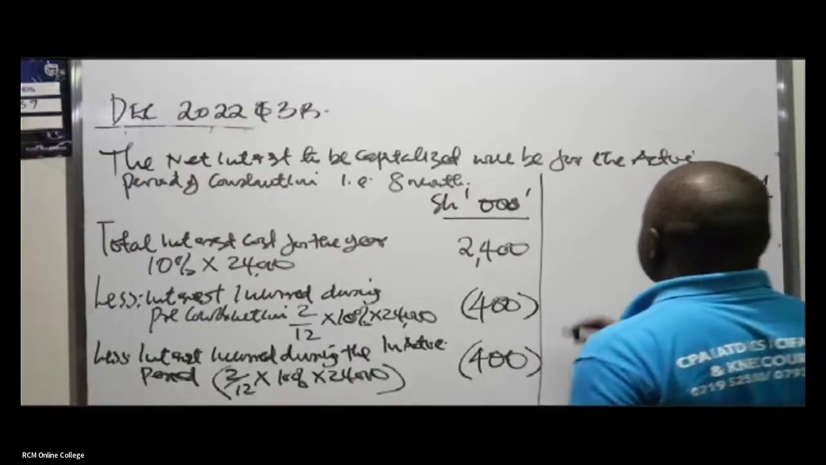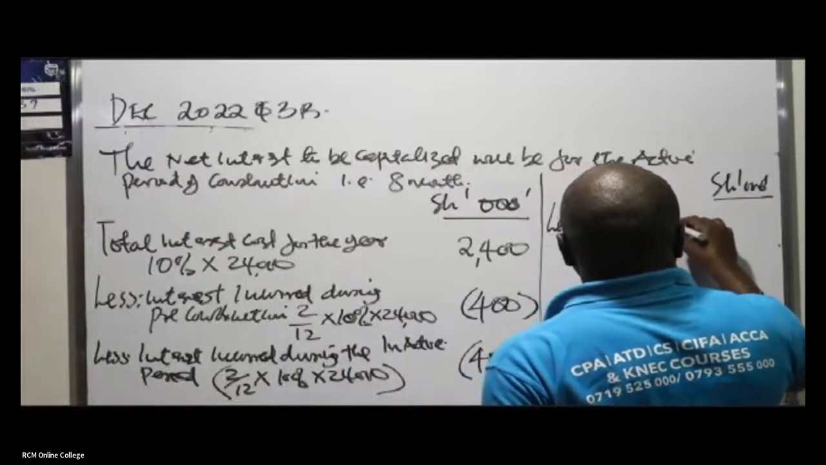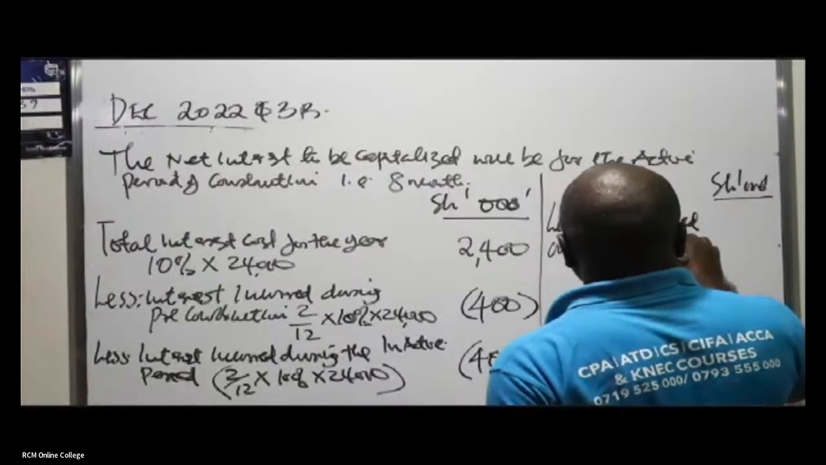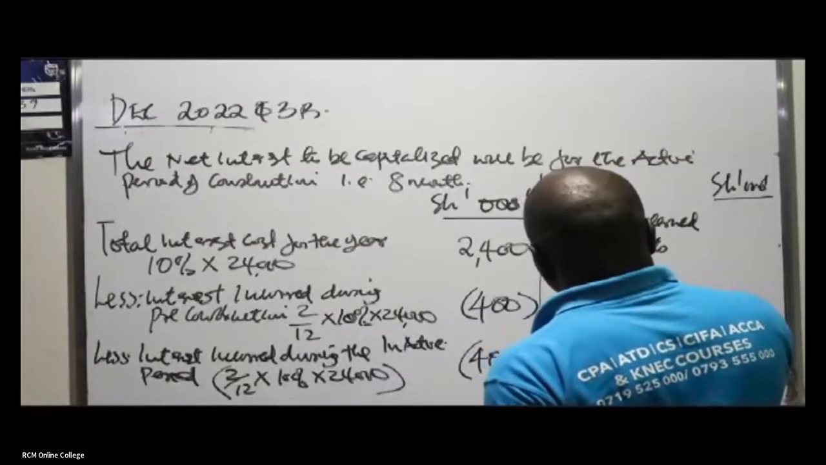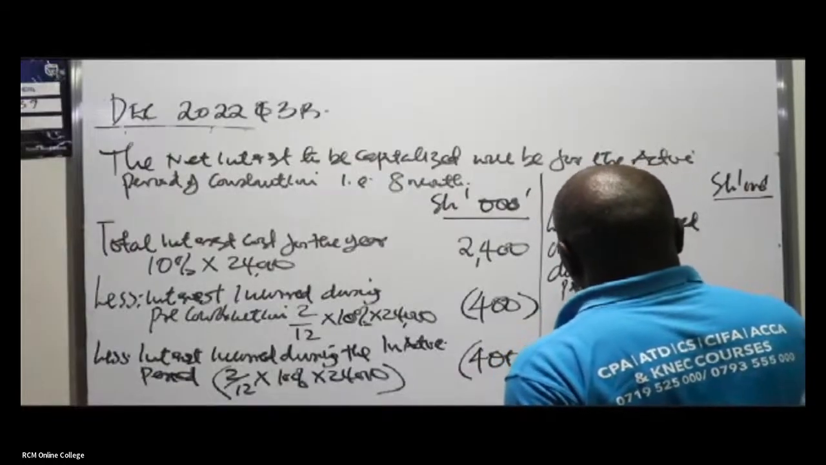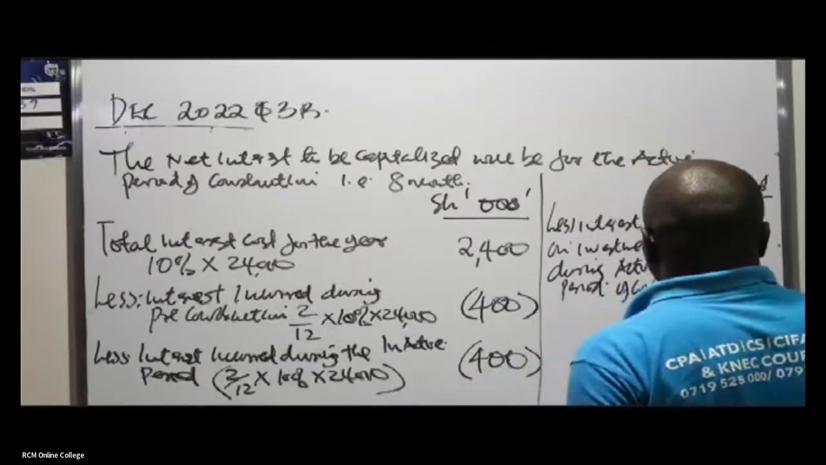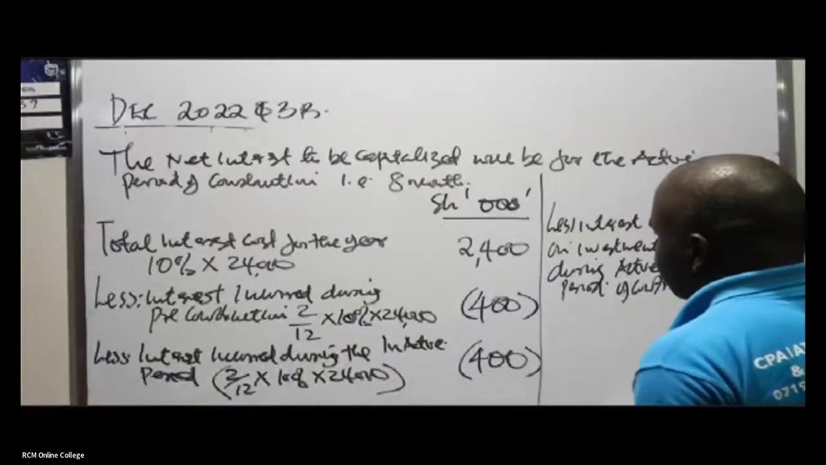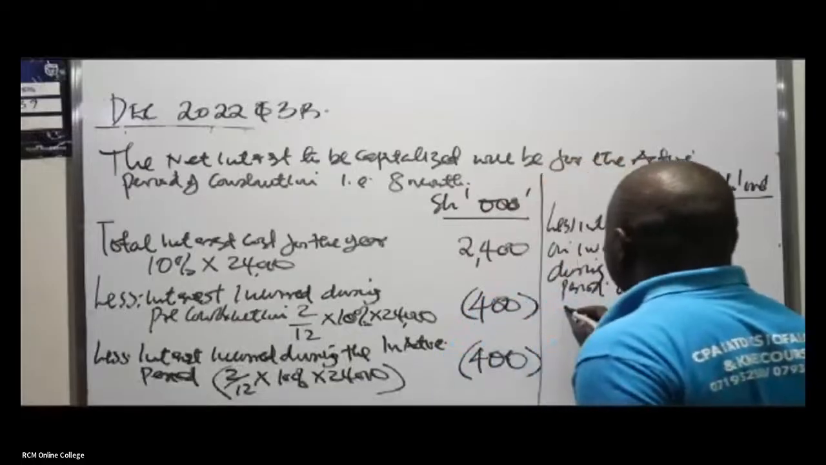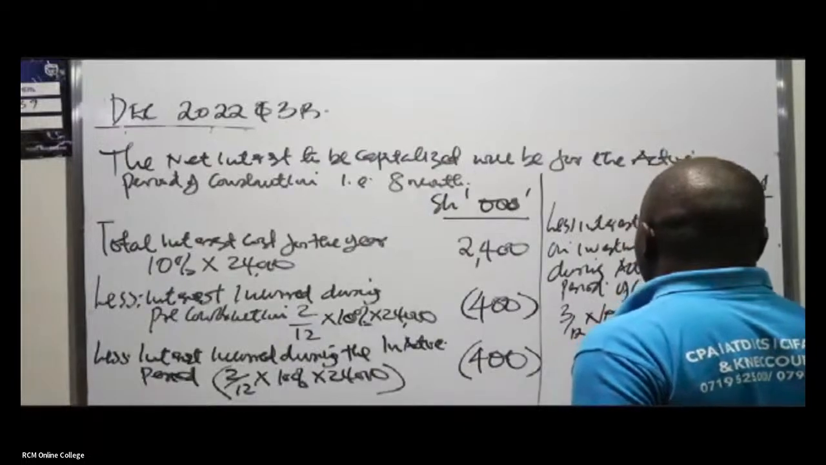So what are we going to less again? You can less interest on investments during the active period of construction, which you've been able to say was 3 months. Therefore you take 3 out of 12 multiplied by the amount invested, which in this case was 10 million.